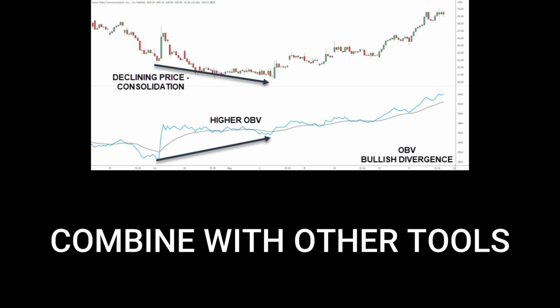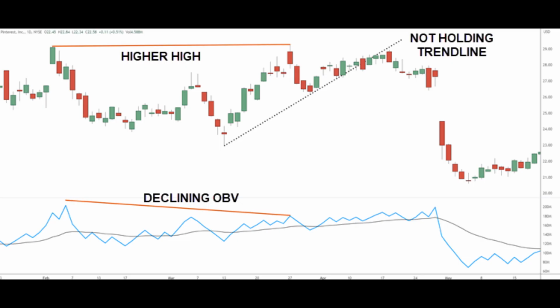So let's take a look at Pinterest here, talking about divergence between price and the OBV. Prices are rising, but the OBV is falling. Again, that could indicate the bullish momentum is weakening. If prices are falling, but the OBV is rising, it could signal a potential trend reversal, a bullish divergence. This example here has price making higher highs, but the indicator is going down. Adding to this information that points to a bearish reversal, we see that price is unable to hold the upside of a trend line.